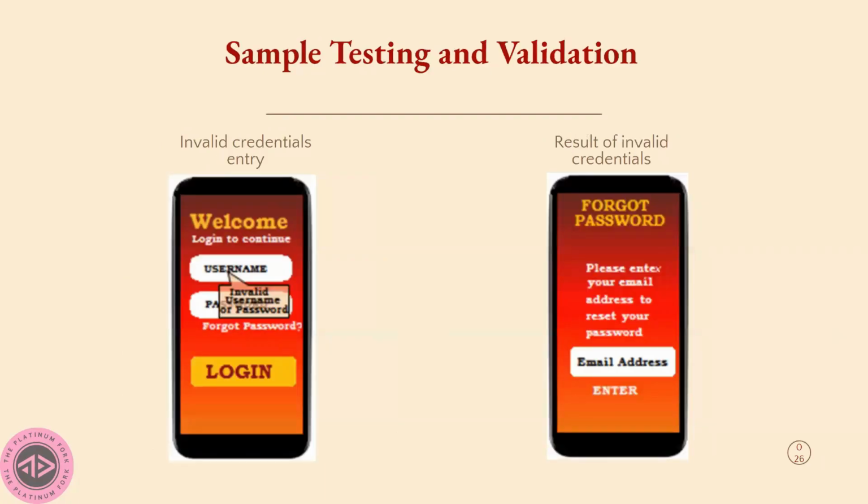All right, now for sample testing and validation, on your left, here we have what would happen if you were to enter an incorrect username or password. You get that error. Simple, right? An option for people who forget the password, so you will enter your email address, and the app will send a link to your email address. You click on the link and you can reset your password, and you can log in back with your new password, and you're good to go.